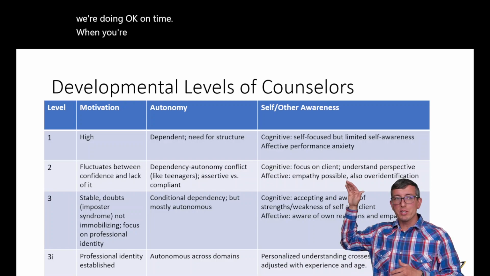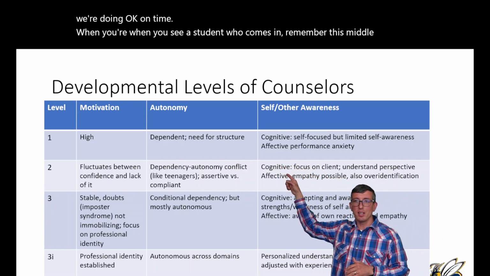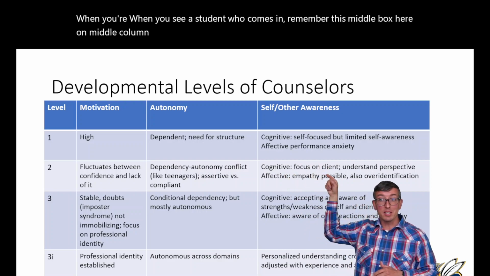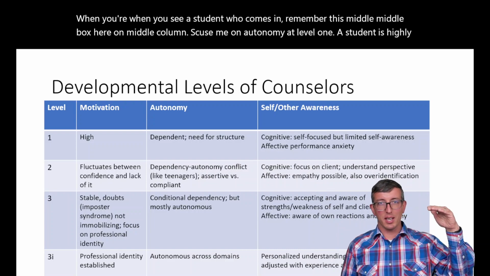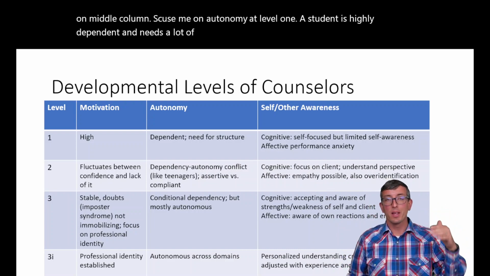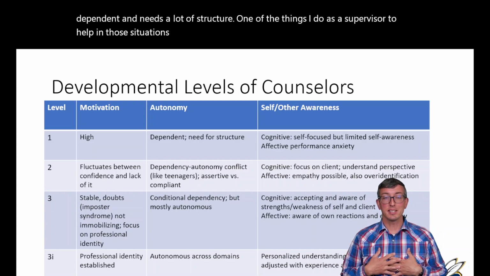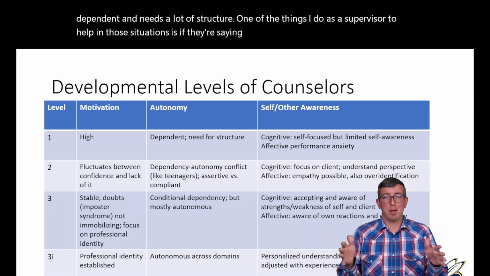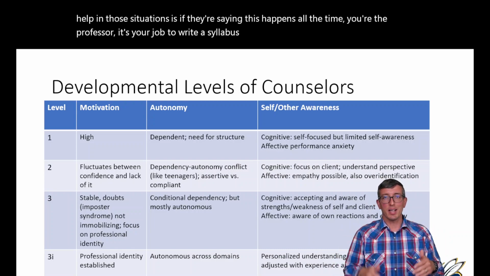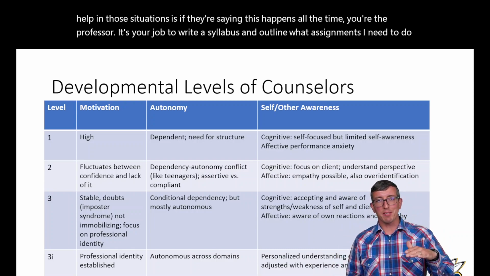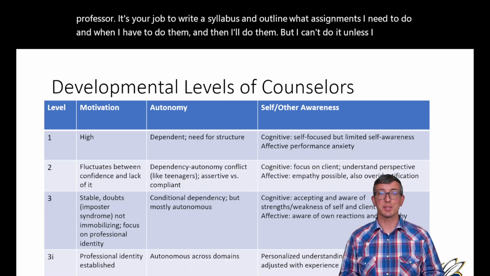When you see a student who comes in, remember this middle box here, the middle column, on autonomy. At level 1, a student is highly dependent and needs a lot of structure. One of the things I do as a supervisor to help in those situations is, because this happens all the time, they say, you're the professor. It's your job to write a syllabus and outline what assignments I need to do and when I have to do them, and then I'll do them. But I can't do it unless I understand your expectations.